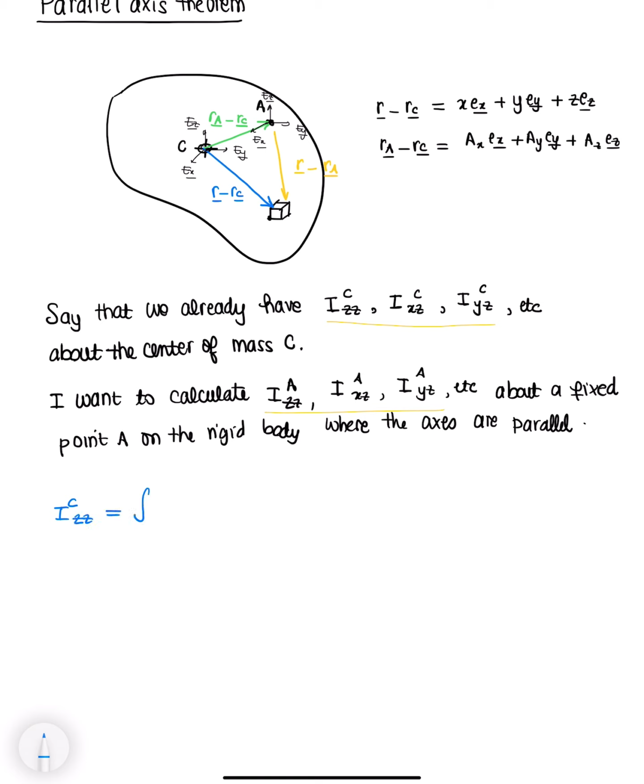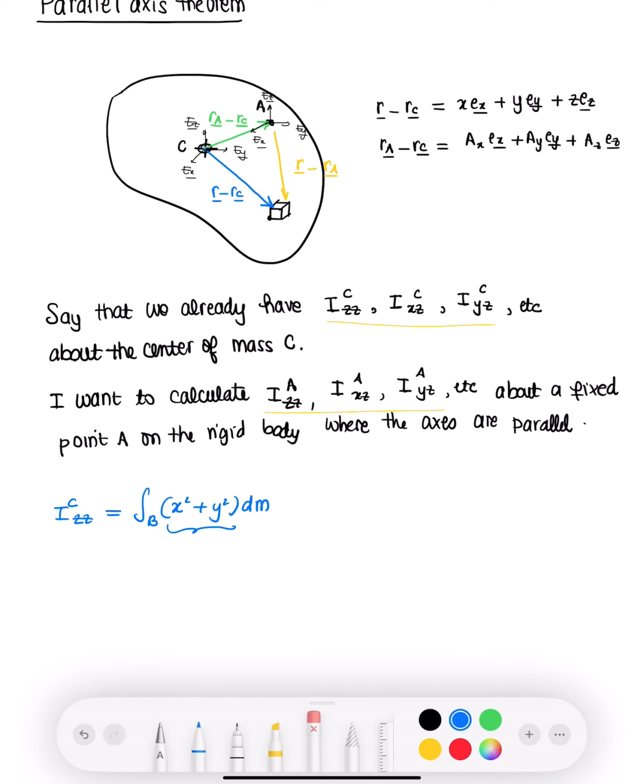for example, ICZZ is the integral over the body of x squared plus y squared dm. So for every mass, we're considering its distance from the ZZ axis that passes through the center of mass. Remember the position vector of dm relative to the center of mass C is x ex plus y ey plus z ez. Now, point A, I will write the position vector RA minus RC, the position of A relative to the center of mass, as ax ex plus ay ey plus az ez.